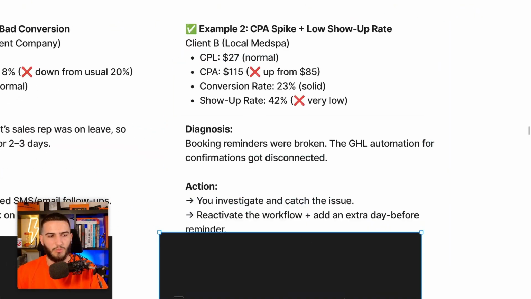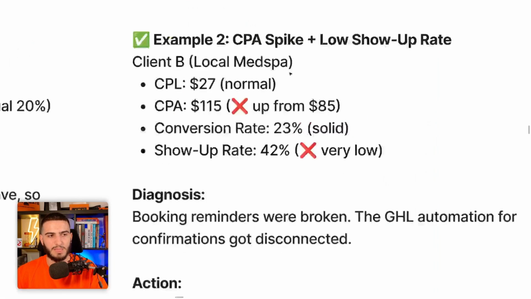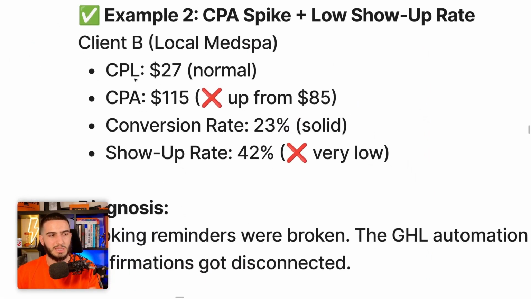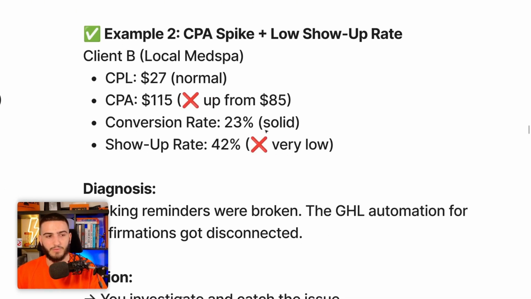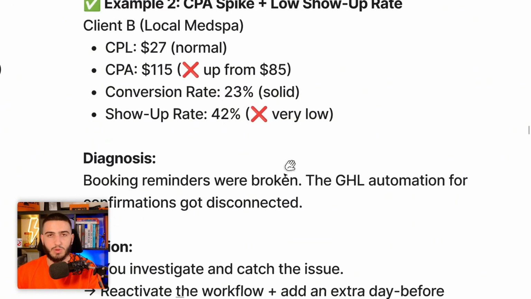Let me show you another example for another client. Let's say we have client B in this case, and he's a local med spa. In this case, CPL is normal, CPA is super, super high, conversion rate is fine, but the show-up rate is also very low. This indicates two different things: that we're not getting enough appointments booked, and that our show-up rate is very low. So in this case, what do we need to do?